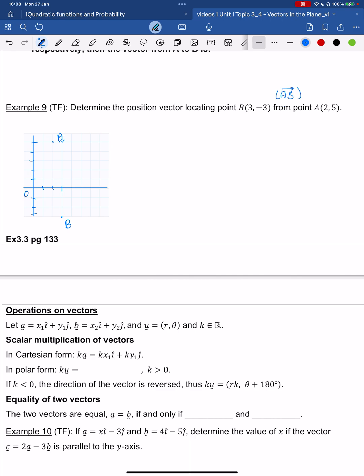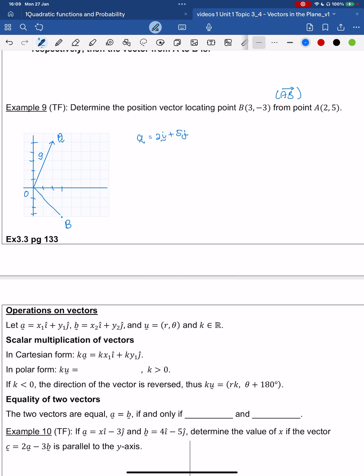AB, okay, and each of these is going to be a position vector. Position vector is always going to be from your 0. So let's see here. If we go from 0 to A, we'll call that one A, and that means that A is just going to be 2i plus 5j. Does that make sense? We're moving 2 in the i direction, 5 in the j direction.